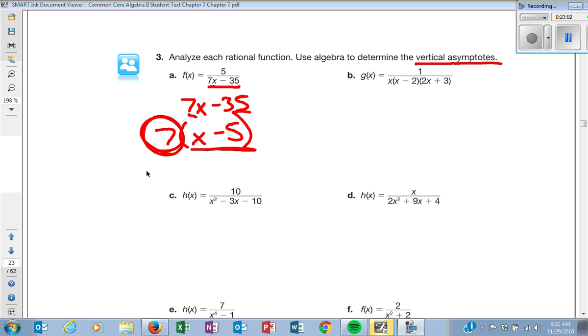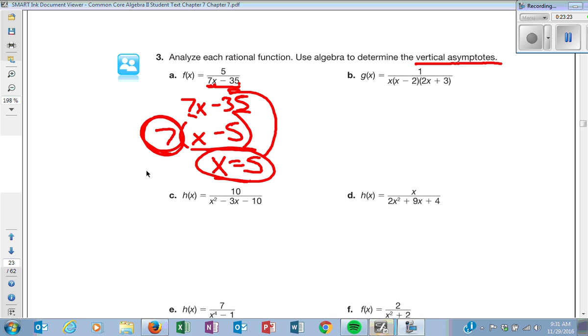Can this become a 0? Yes. What if you put in a 5? So x equals 5 is my vertical asymptote because 5 would make my denominator 0. Check it. If I put in a 5 here, 7 times 5 is 35. 35 minus 35 is 0. And we're not allowed to have that.